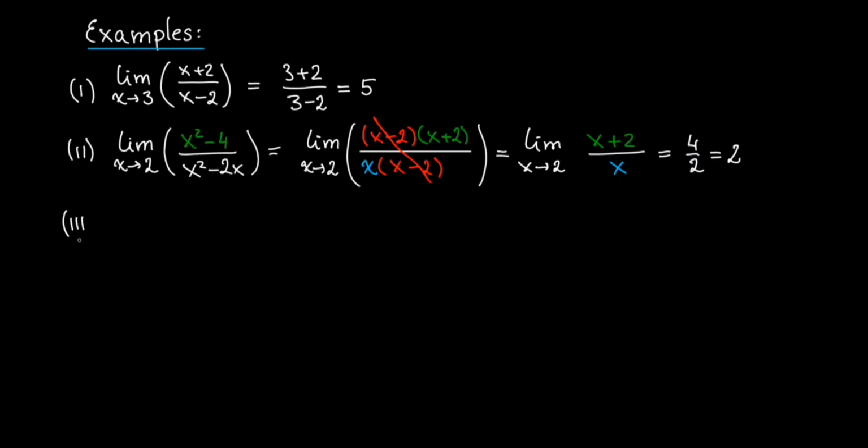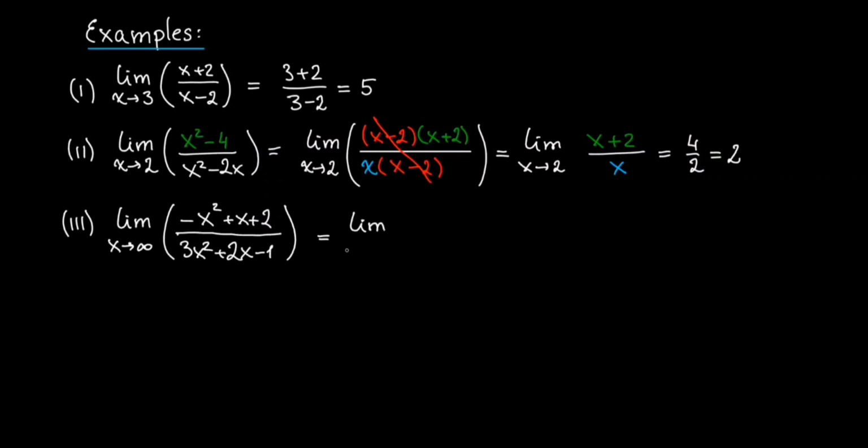Lastly, let's look at a more difficult example. This time, our x will not approach a specific value, but it will approach positive infinity. And our function will be given by (negative x squared plus x plus 2) divided by (3x squared plus 2x minus 1). Here, the limit looks pretty complicated. However, there is a simple trick that we can employ.